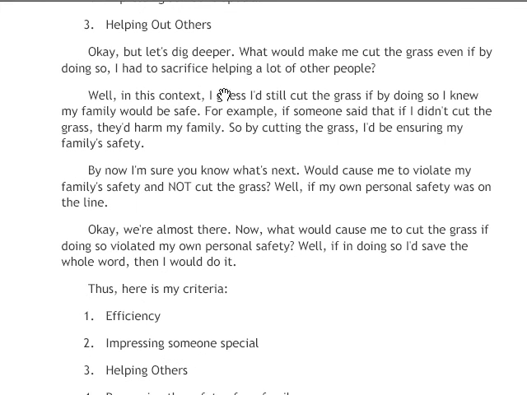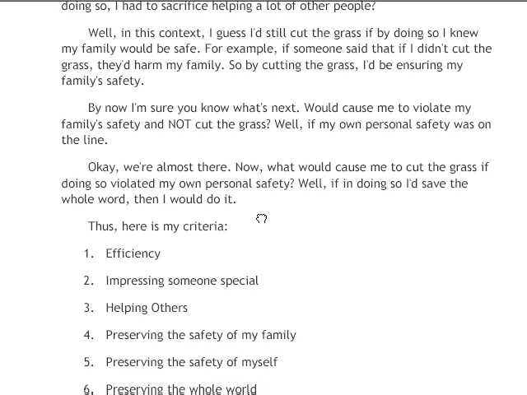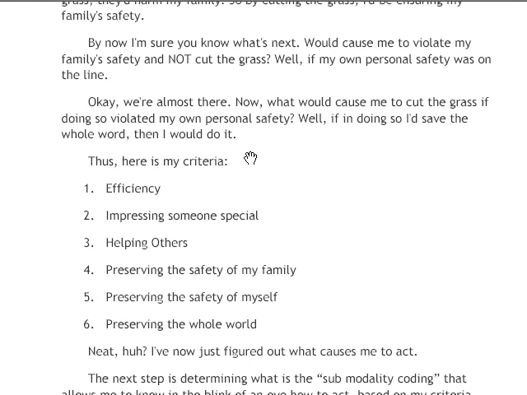Okay, but let's dig a little deeper. What would make me cut the grass even if by doing so I had to sacrifice helping a lot of other people? Well, in this context, I guess I'd still cut the grass if by doing so I knew my family would be safe. For example, if someone said that if I didn't cut the grass, they'd harm my family. So by cutting the grass, I'd be ensuring my family's safety. By now, I'm sure you know what's next. What would cause me to violate my family's safety and not cut the grass? Well, if my own personal safety was on the line.